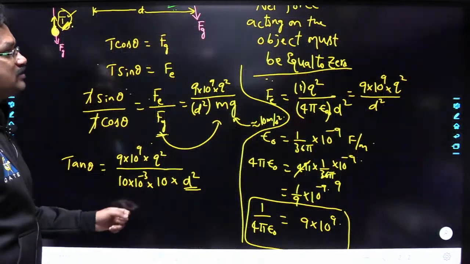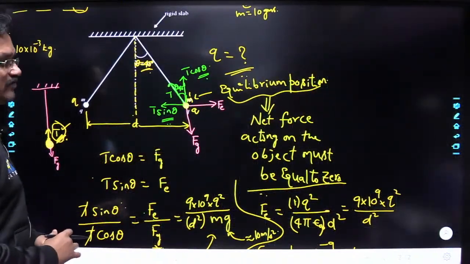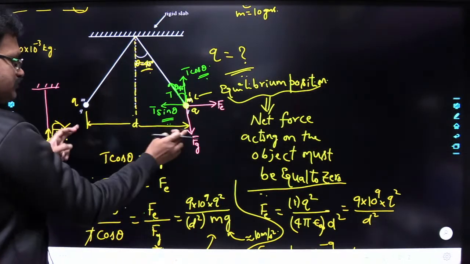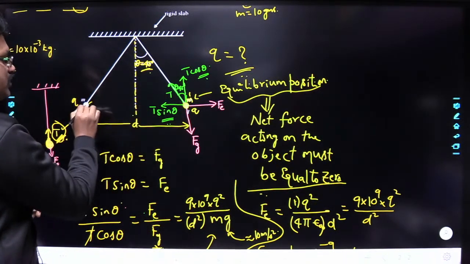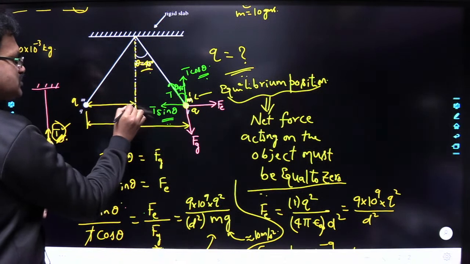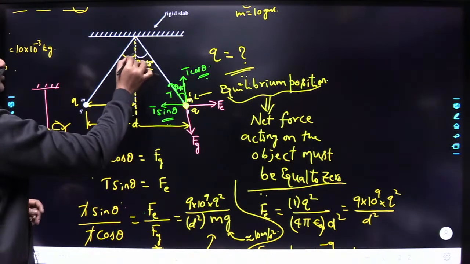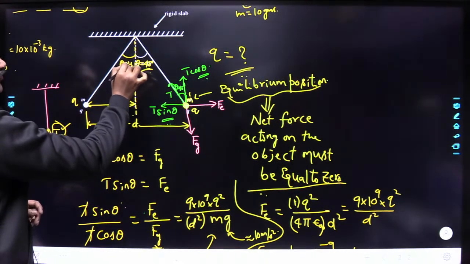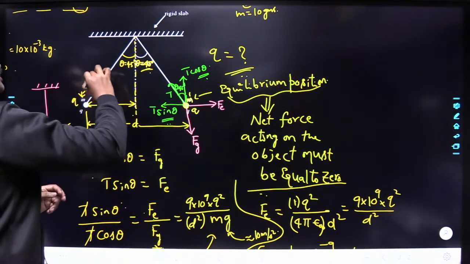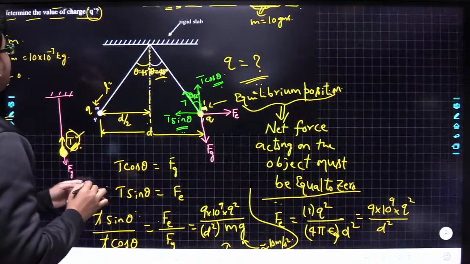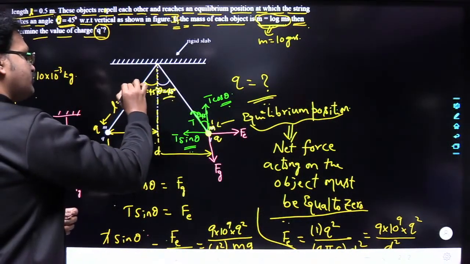So how can you determine this d value? See here, if the distance between these two charges is d, then the distance from here to here is nothing but d by 2. Right? Okay. So this is theta equal to 45 degrees. Here also theta must be equal to 45 degrees. So this is d by 2, and this is nothing but the length of the string. How much have they given here? The length of the string is 0.5 meters.